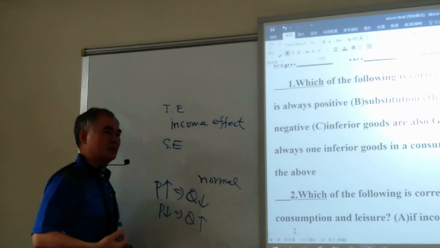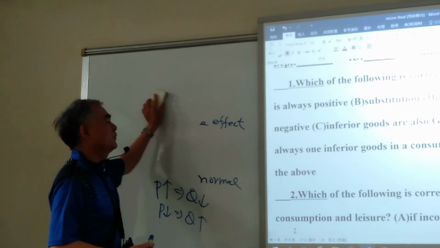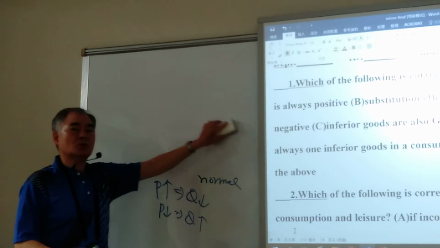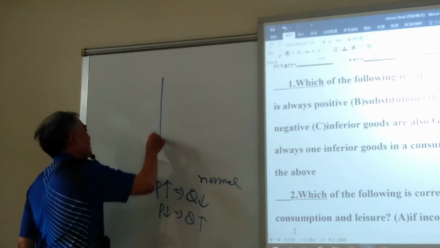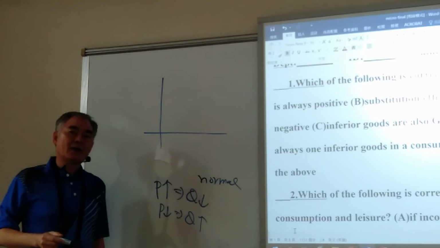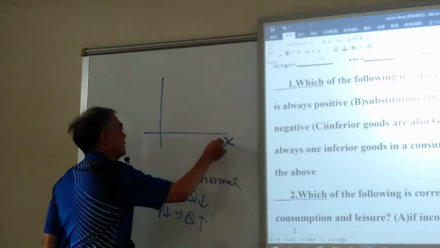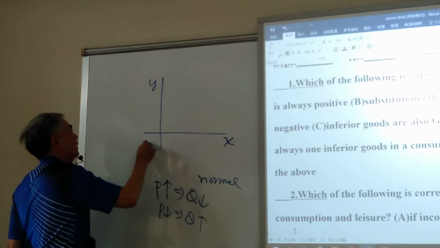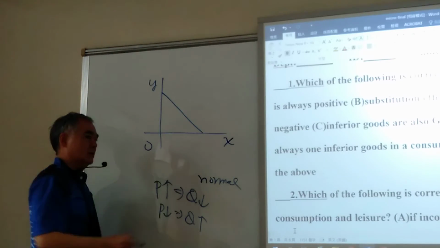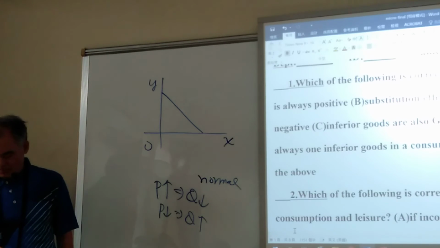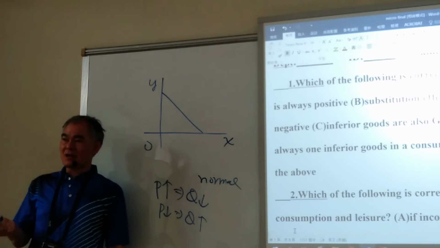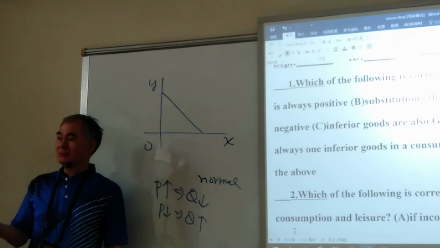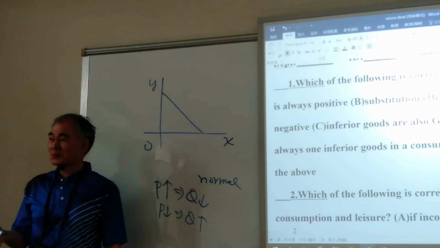And let me draw this very quickly. If you remember, when we talked about the choice of consumers, we have two axes. This is called X and this is called Y, okay? And this is what we call the budget line. Okay, if you remember that, for example, Wang Xiuwei, you took this class before, right? Wang Xiuwei, yes or no? No? You are not sure?